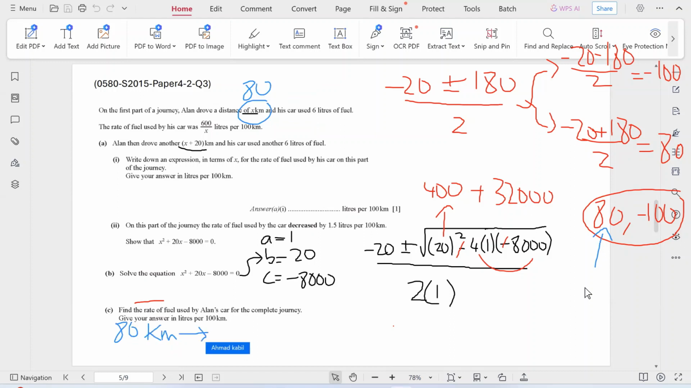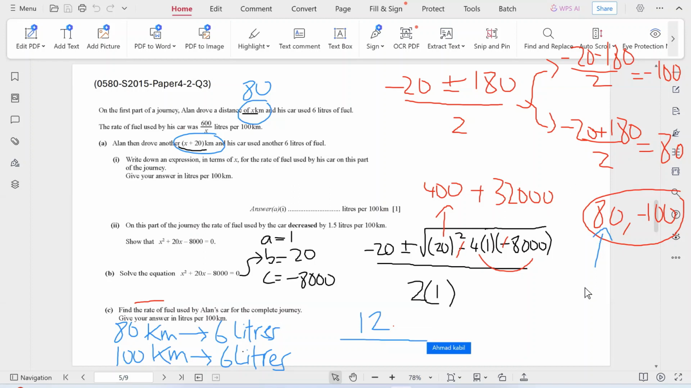And he used 6 liters of fuel. And then he drove x plus 20, so this would be 100 kilometers. And he used a further 6 liters of fuel. So the total fuel used would be 12, and the total distance traveled would be 180.